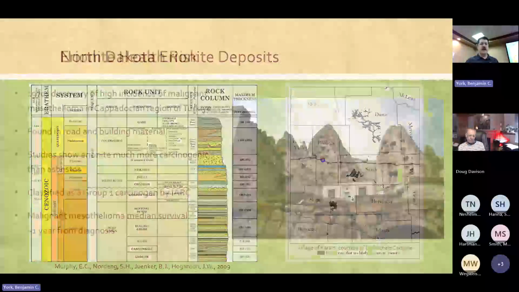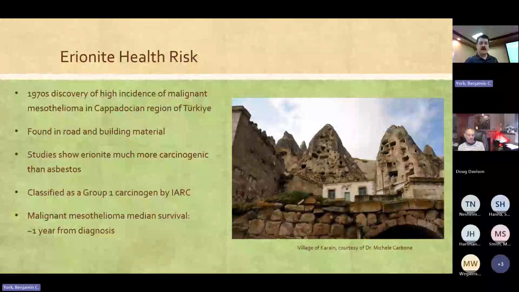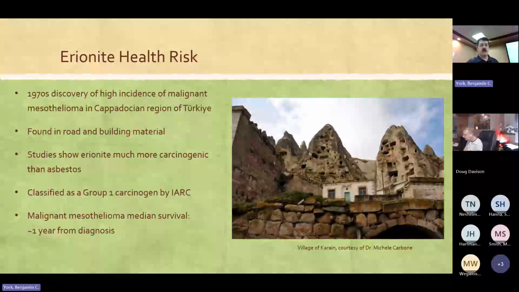But then you ask, well, why do we care about Erionite so much? What's the big deal? Well, there's some backstory to this, which if you ask me about, I can probably talk an hour just on why this became a big deal, but I'll save that for later. Suffice to say that back in the 1970s, there was discovered to be a high incidence of malignant mesothelioma in Cappadocia, which is in Turkey. So basically think central Turkey.